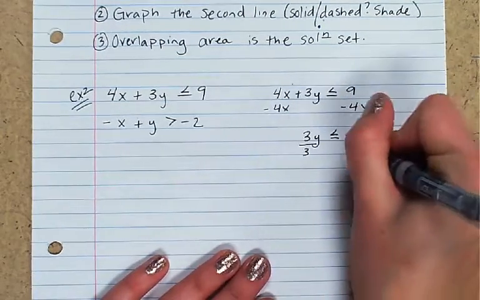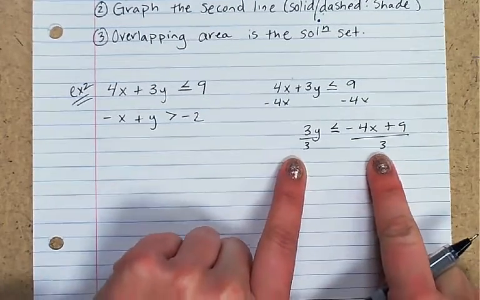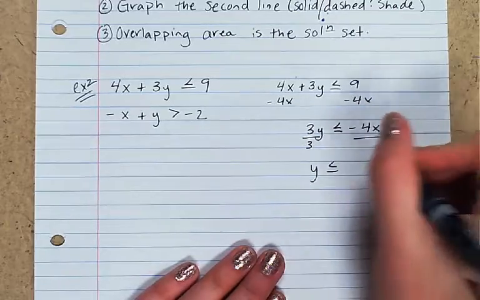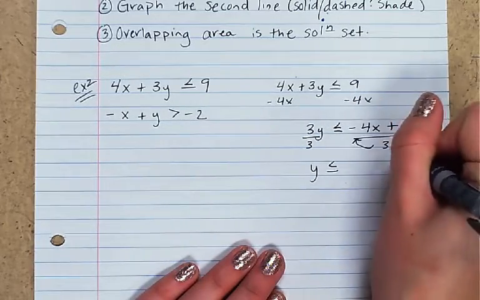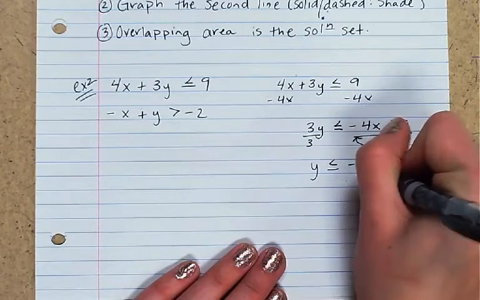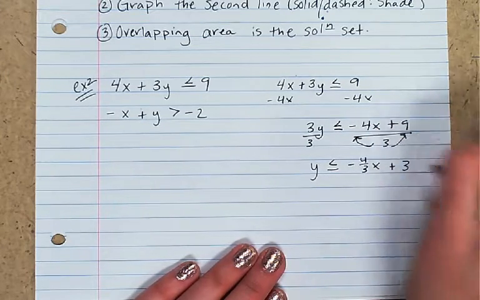And the last thing I'm going to do is divide everything by 3. Since we are dividing by a positive value, you don't have to flip the symbol. It should remain as a less than or equal to. So you have to distribute the divided by 3 to both terms. So we get negative 4/3 x plus 9 divided by 3 is 3.